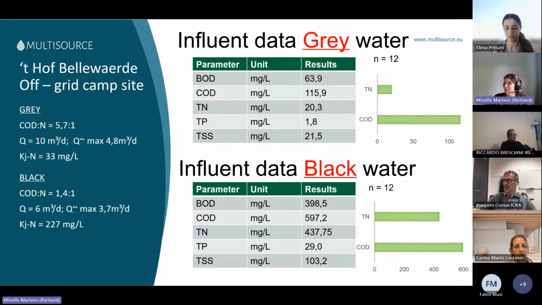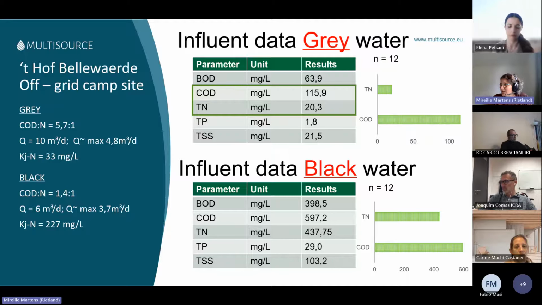Let's start with the grey water. The setup is again the same. Let's have a look at the table. If we look at the COD and total nitrogen, you can see it has a COD-N ratio of 5.7 to 1, more or less, which you would assume is fairly enough to do some nitrification. You can also see that on the graph on the right side.